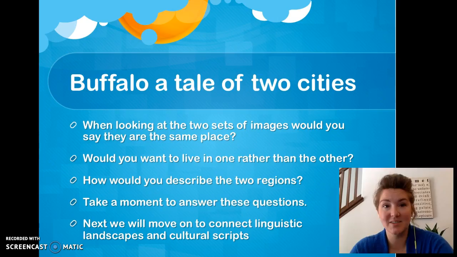All right, let's continue. So Buffalo, a tale of two cities. So when looking at these two sets of images, would you say that they are the same place? Would you want to live in one rather than the other? How would you describe these two regions? So take a moment to answer these questions. Next step, we will move on to connect linguistic landscapes with cultural scripts.